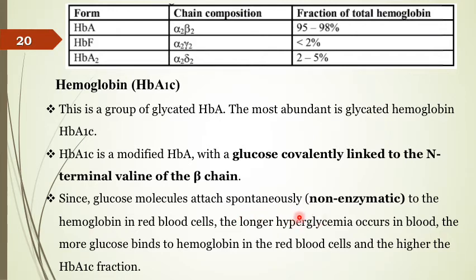So it needs long-term hyperglycemia in diabetes. If the patient has diabetes mellitus with a very high uncontrolled level of blood glucose, more glucose binds to a higher percentage of hemoglobin in the RBCs, and hemoglobin A1C gives us an index of the amount of glucose in the blood. This is a group of glycated hemoglobin, in which glycated means carbohydrate-linked. Glucose is covalently linked to the beta chain of hemoglobin. Okay?